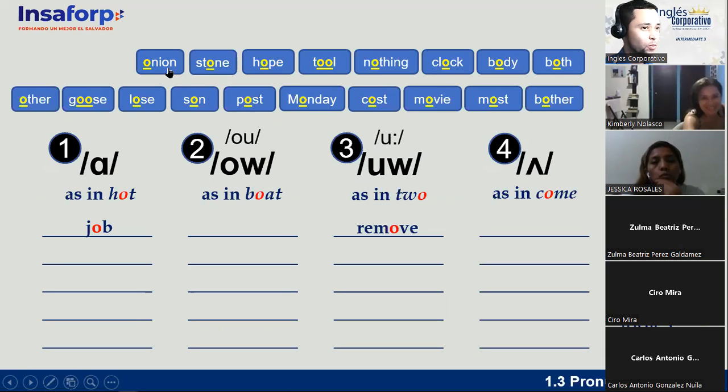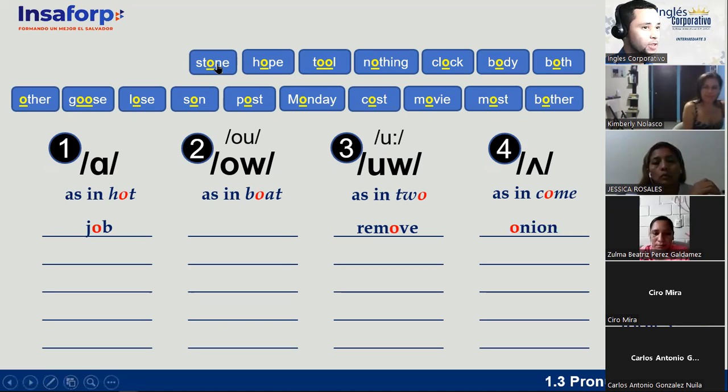Number two. Do we pronounce onion or onion? Number four. Let's see. It is number 4. Correct. It's onion. And what about this one? Stone. It's 1, 2, 3, or 4? Number 2. Carlos says. Okay. Let's see. That is correct. It's stone. So you see, a job. O, stone. U, remove. A, onion.